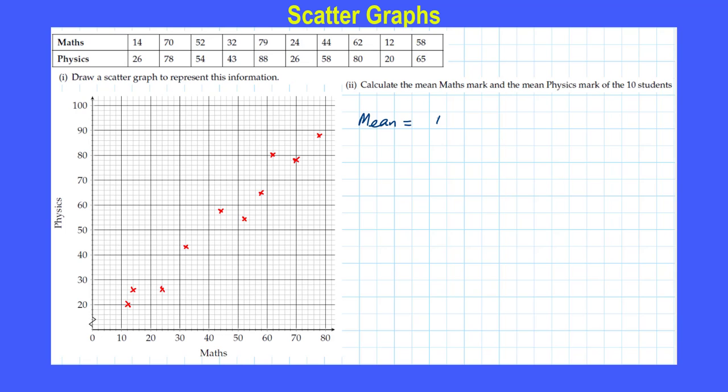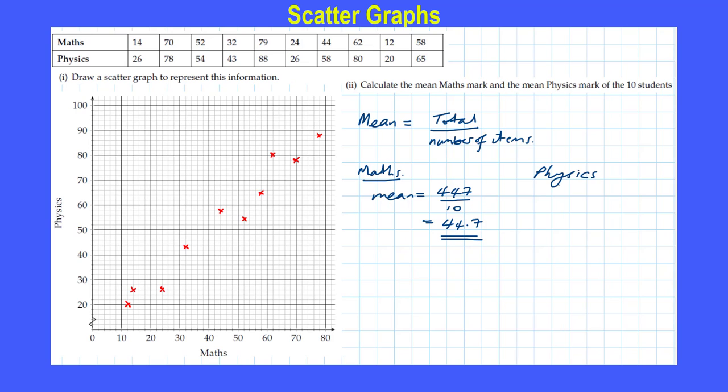Okay, now the next step we're going to do is calculate the mean values of each of the maths results and the physics results. Now remember, just to remind you, to calculate the mean, we add them all up and we divide by how many there are. So for maths, the total of them is 447. There's 10 of them. So when I divide 447 by 10, we get 44.7. Similarly for physics, again, we add them all up, and when we add them up, we get 538. And we divide that by 10, and we're going to get a mean of 53.8.